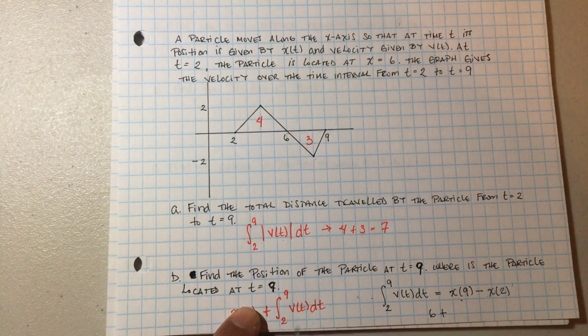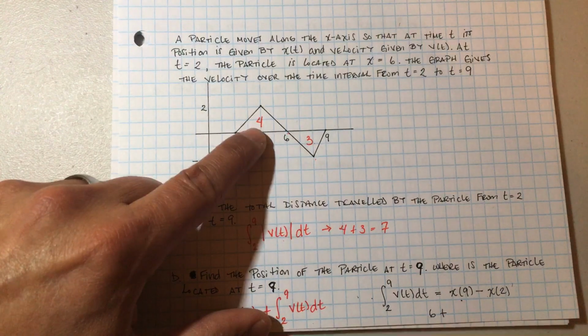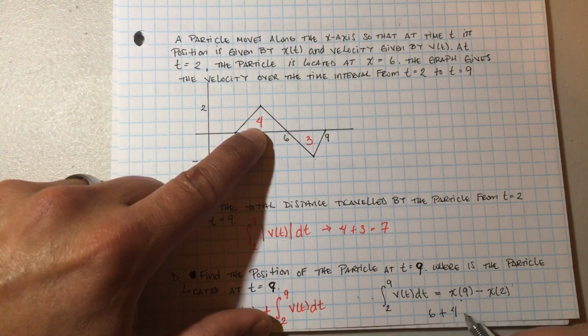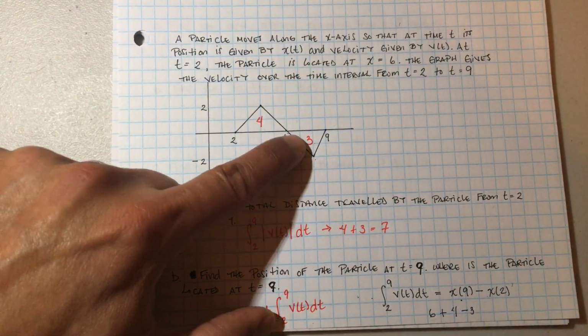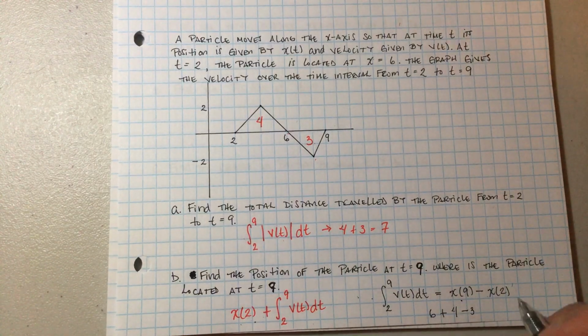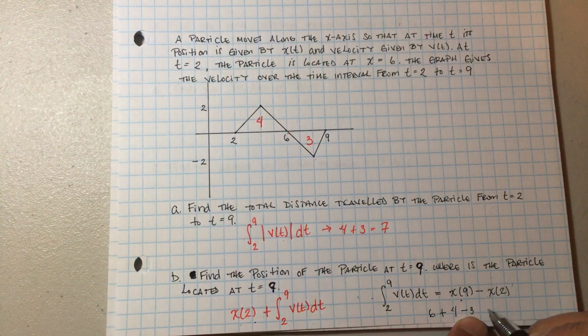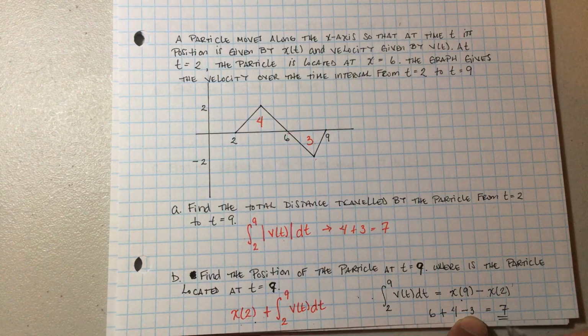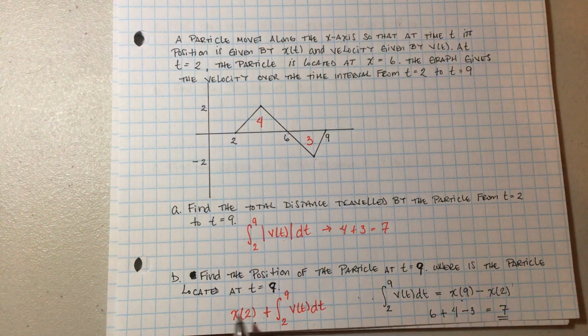All right, now remember, this is not absolute value, so we're going to add plus 4 and then take away 3 because this is below the x-axis. 6 plus 4 is 10, minus 3 is 7. Okay, so at t equals 9, this guy is located at x equals 7. All right, and it just so happens to be the same as letter A. But notice how I did that.